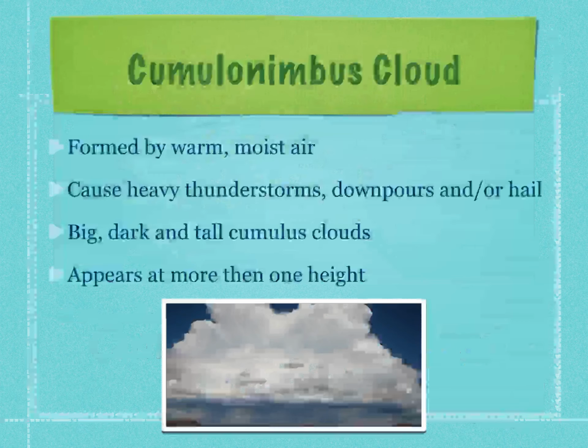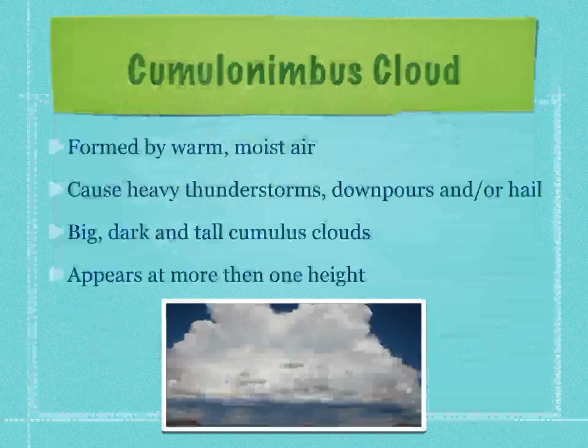This one's formed by warm, moist air. Okay, and a lot of times it causes heavy thunderstorms. So you might hear some thunder or have some lightning, and a lot of times you'll see downpours, like raining really hard, or you'll see hail. And they're usually really big and really dark, and a lot of times really tall.